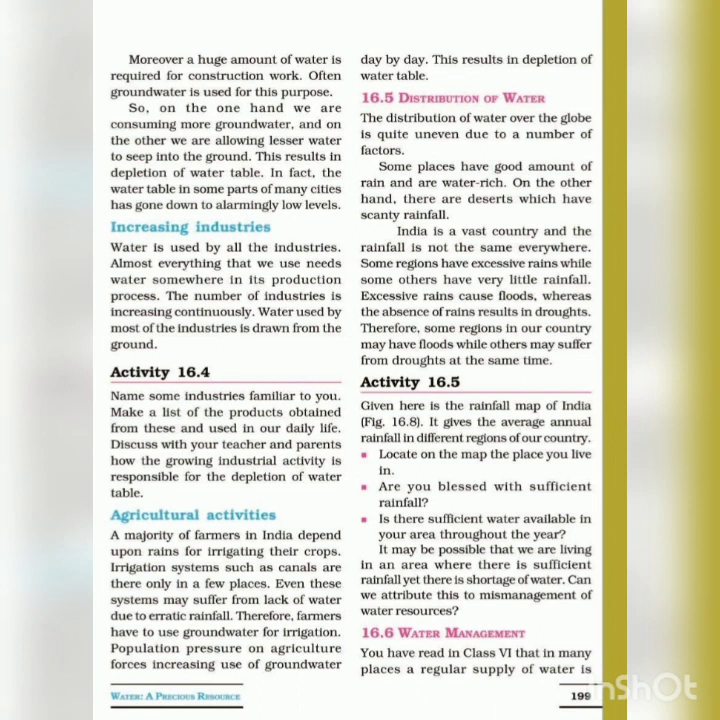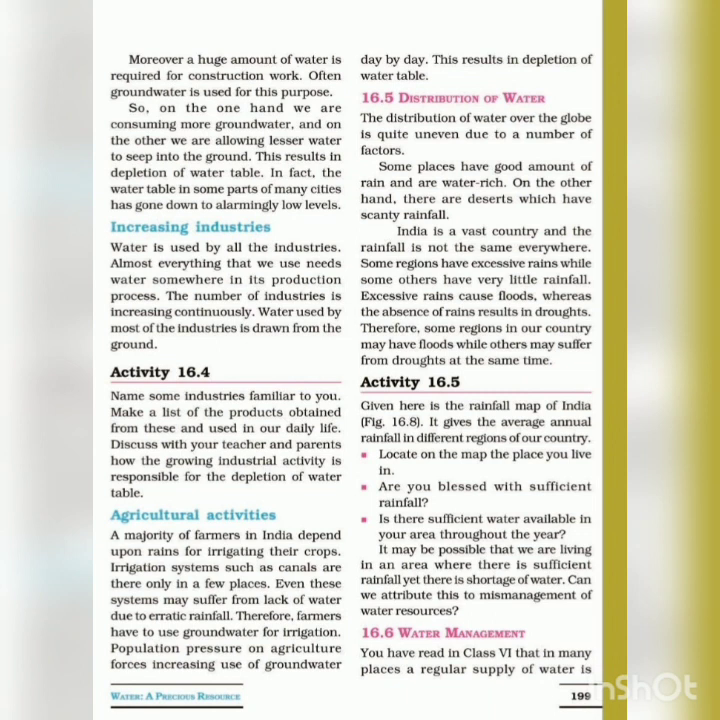Next we are going to discuss the distribution of water. Distribution of water on the globe is quite uneven due to a number of factors. Some places have a good amount of rain and are water rich, and on the other hand, the desert has scanty rainfall. These happen in the surroundings.